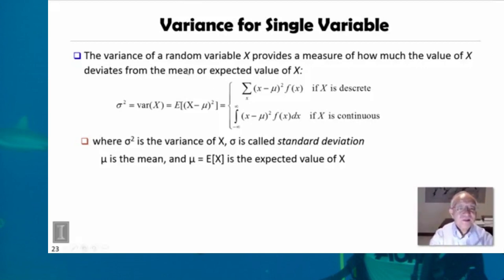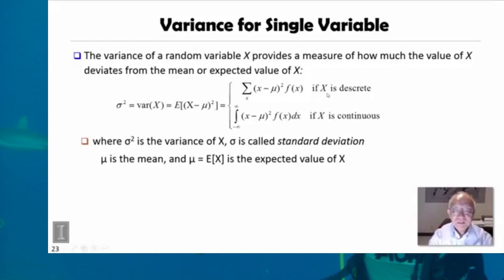In that case, we introduce the concept of variance, which measures how much the value of x deviates from the mean, or the expected value of x. Essentially, we use sigma squared to represent the variance of x. Sigma is called the standard deviation. Variance of x is the expected value of x's deviation from the mean. If we take the square, no matter whether it's positive or negative, we change it into positive.